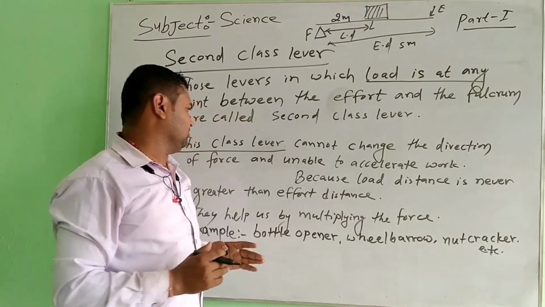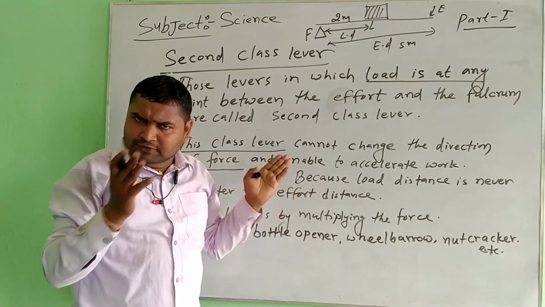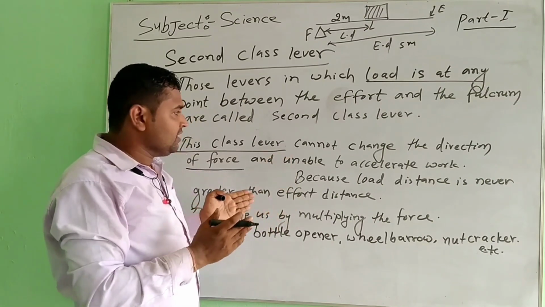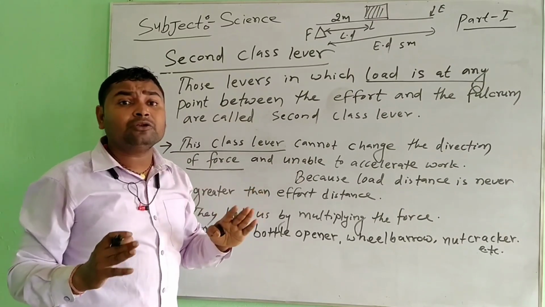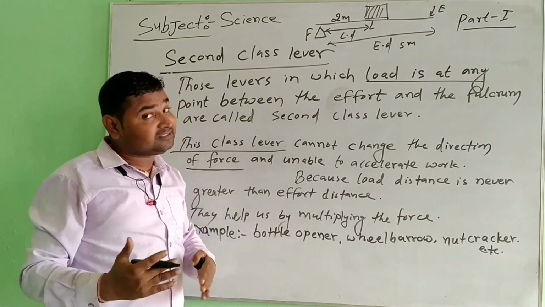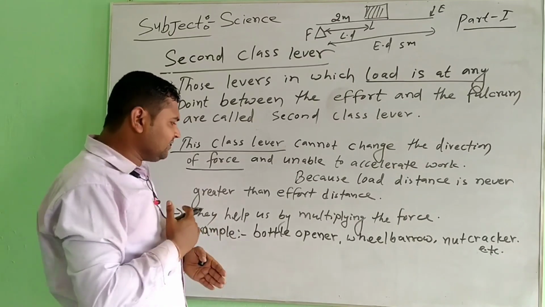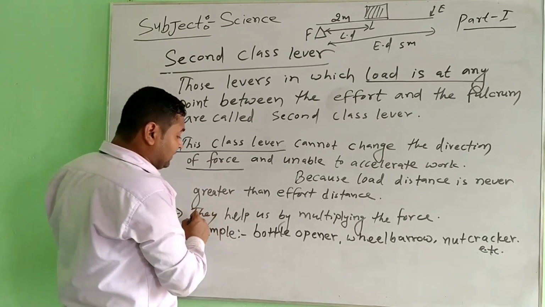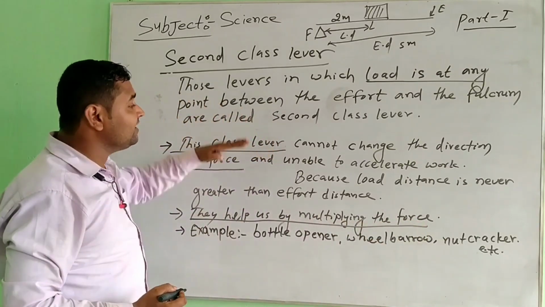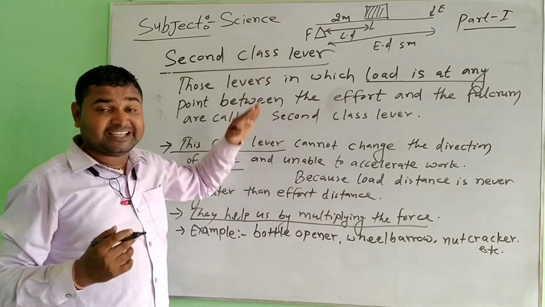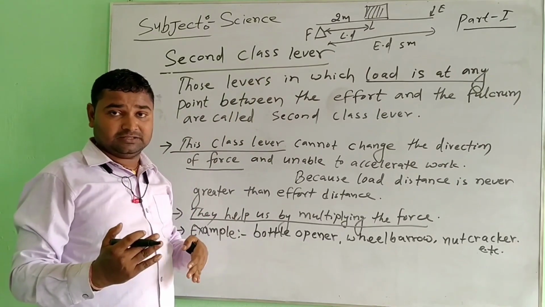In this second class lever, we cannot change the direction of the force. It cannot show all the properties of the first class lever. In second class lever, it cannot change the direction of the force and is unable to escalate the rate of doing work. It does not increase the rate of doing work. But what will it do? It helps by multiplying the force. In which class lever? In second class lever. The second class lever helps to multiply the force.